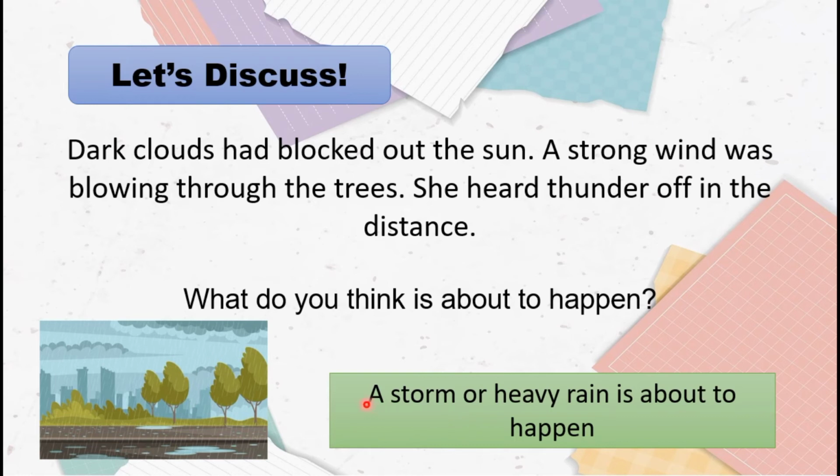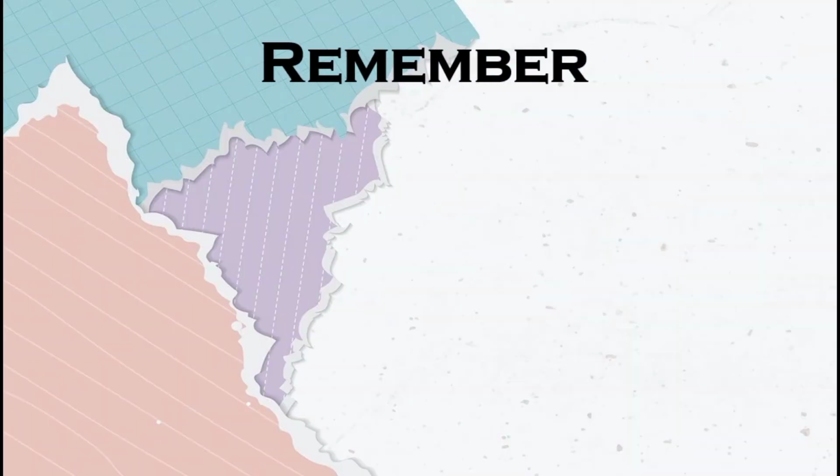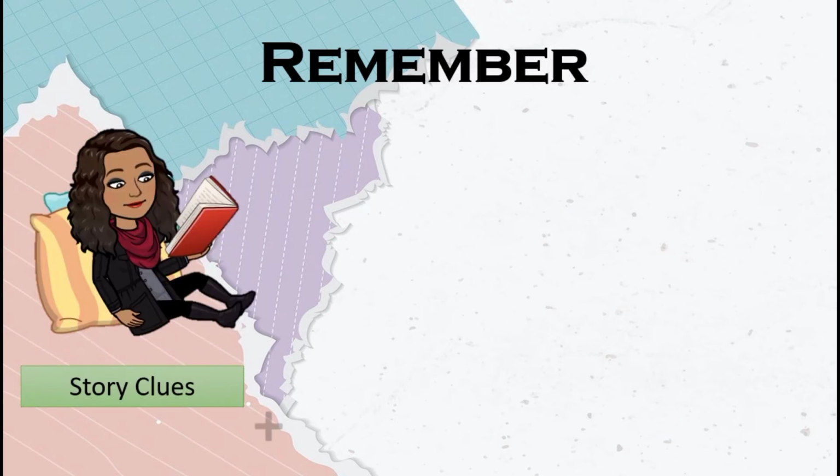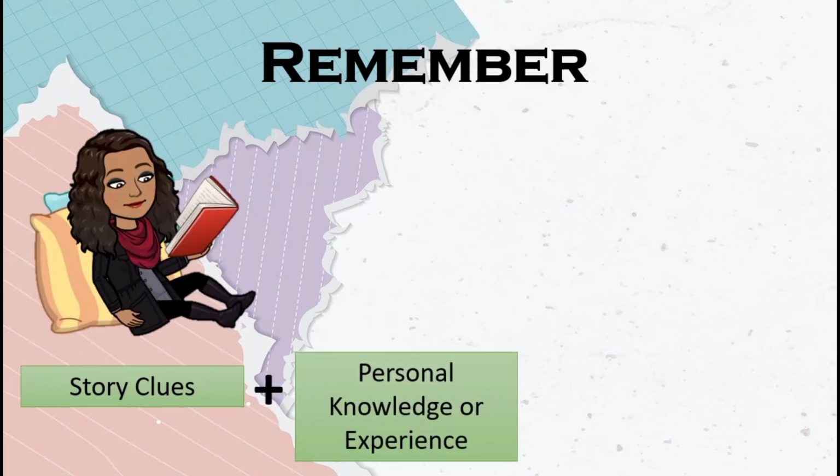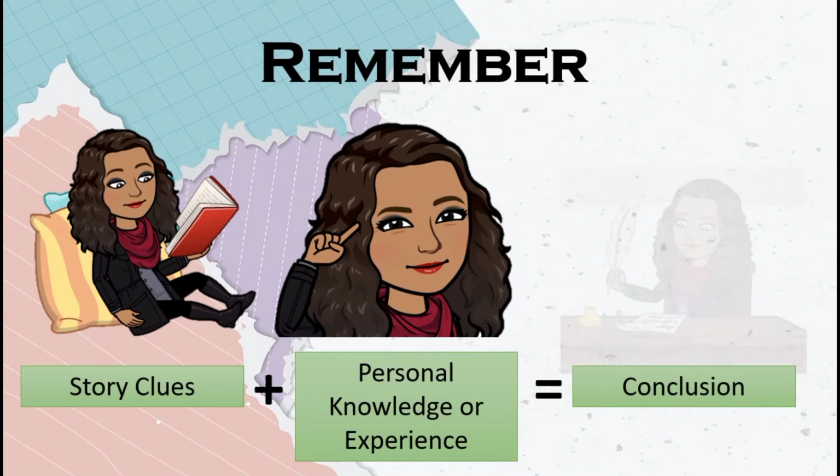Now, what story clues give us this conclusion? Very good. We have here dark clouds had blocked out the sun. It also says that a strong wind is blowing through the trees, and the character is hearing thunder from the distance. Now, to summarize our lesson for today, we must remember that story clues added to personal experience or knowledge equals conclusion.